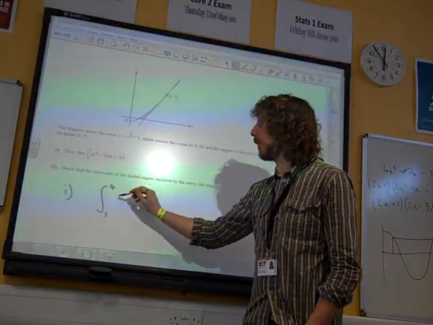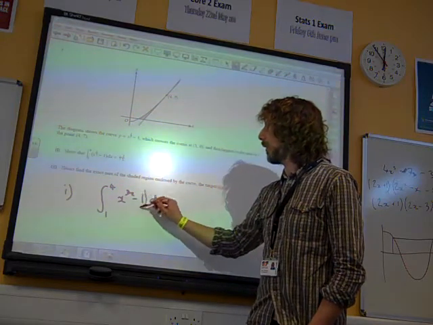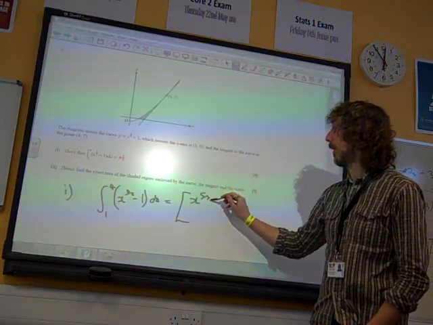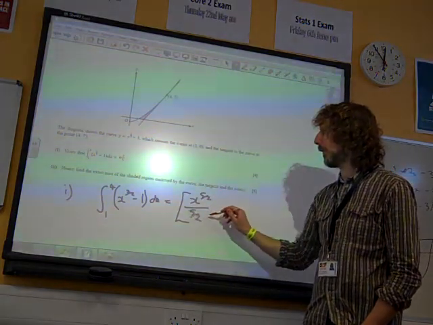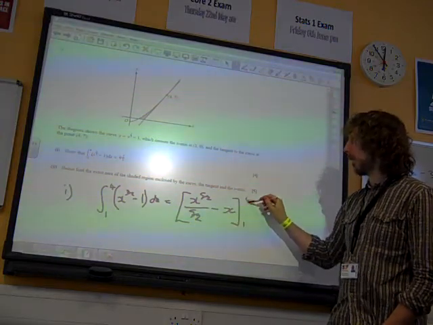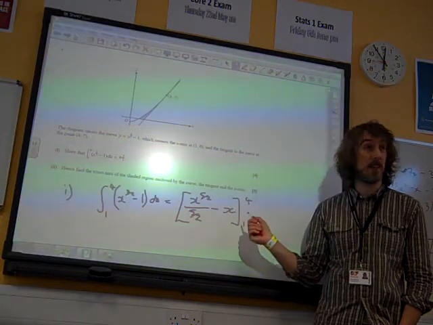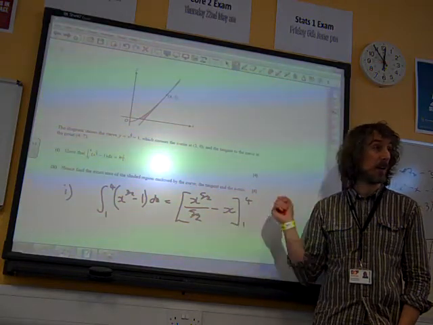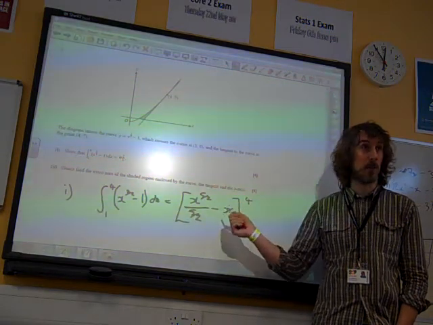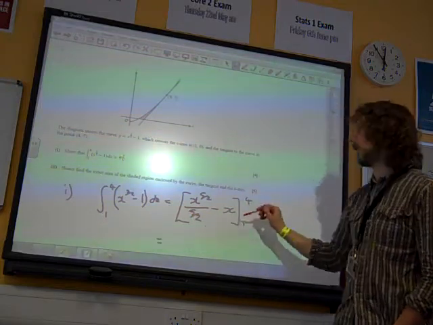This was the integral from 1 to 4 of x to the 3 over 2 minus 1. So we're going to add 1 to the power, x to the 5 over 2, divide by the new power, and then if you integrate 1 you get x between 1 and 4. Now remember, don't put plus c in here. You probably won't lose a mark for doing it, but it shouldn't be there.